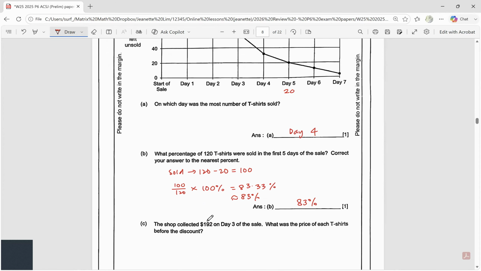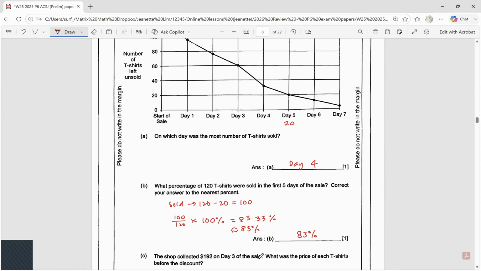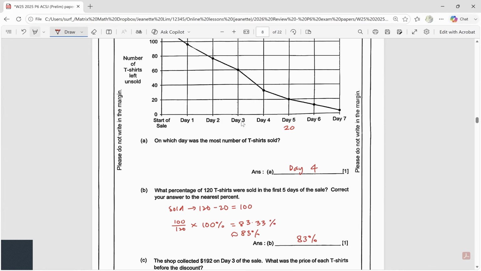Now for part C, the shop collected $192 on day 3 of the sale. So what is the price of each t-shirt before the discount? On day 3 means that you're looking at the end of day 2 to the end of day 3. So day 3 of the sale means you're comparing this versus this, from this point to this point. Day 3, I can easily tell this is 60, but it is this value that is not given.